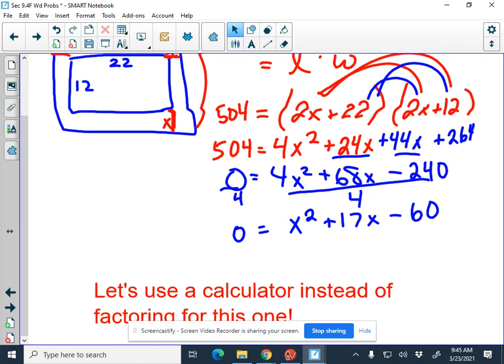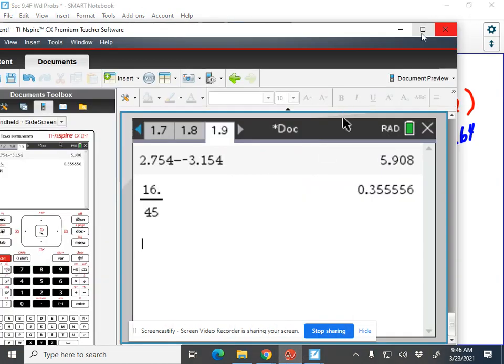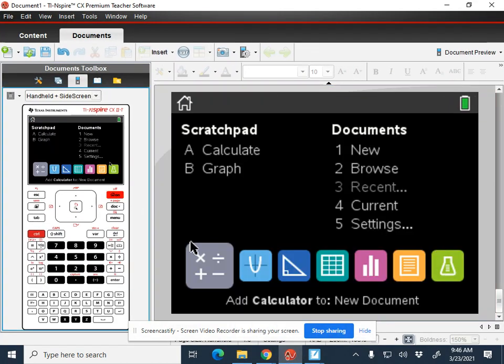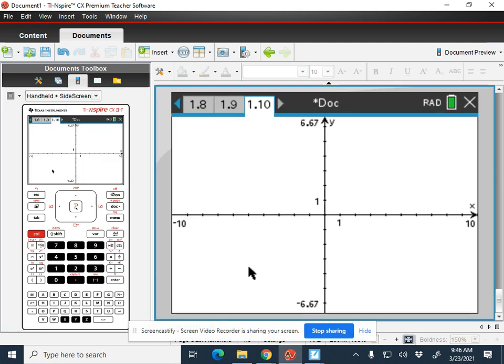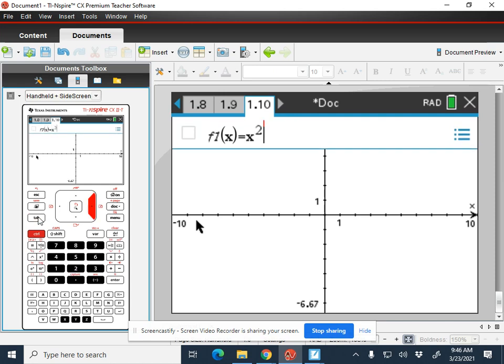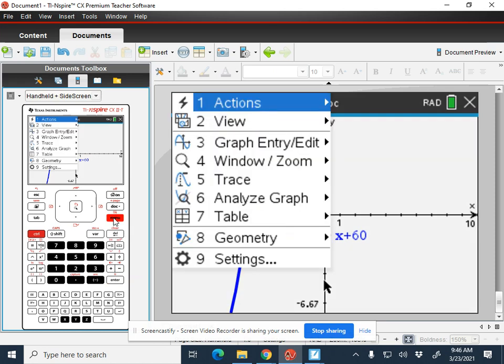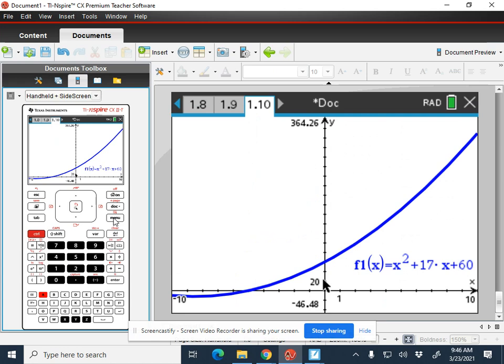What is nice is sometimes you can set them up to solve them this way. I can take our calculator. Now, all the problems that we've done, if we type this one in, x squared plus 17x plus 60. If you remember, it gives us a graph that looks like this, and we go menu 4A. I'm going to zoom a little bit.